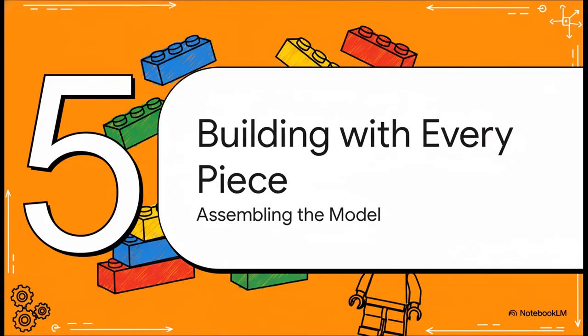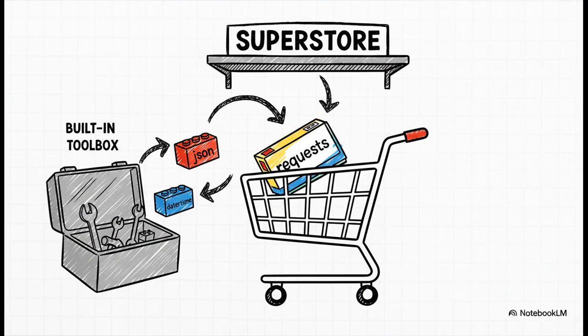Okay, let's take a breath. We've got our single bricks, our themed sets, the built-in toolbox, and the global superstore. Now, let's put it all together. Let's see how a real program gets built by combining all of these pieces. So here's our mission. We're going to write a quick script that grabs a user's profile info from GitHub. And to do it, we're going to import tools from different places. We're grabbing requests from that global superstore, and we're grabbing json and datetime from our trusty standard built-in toolbox.